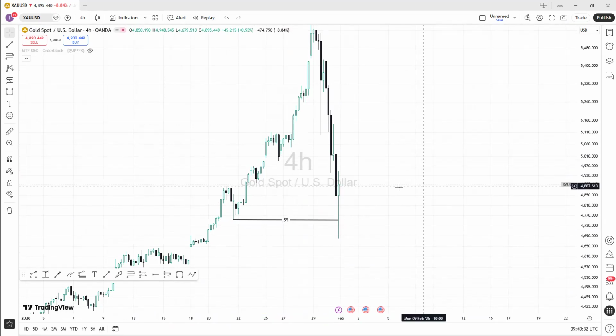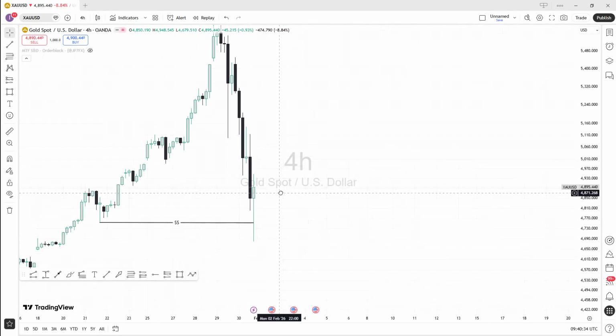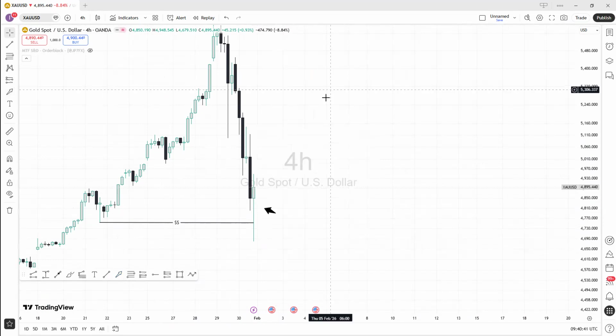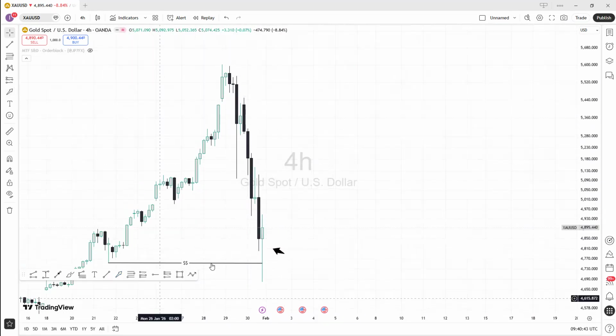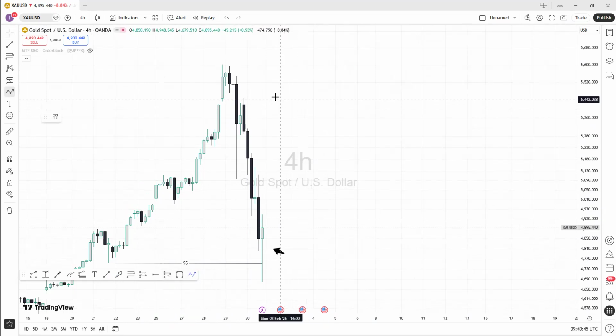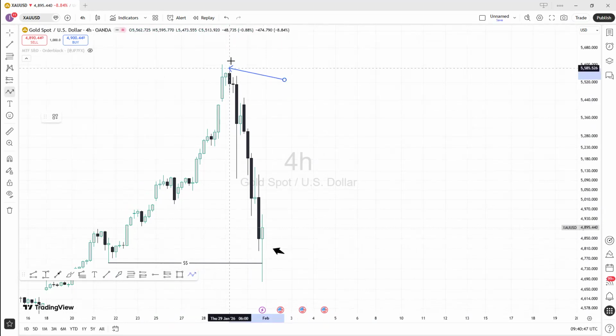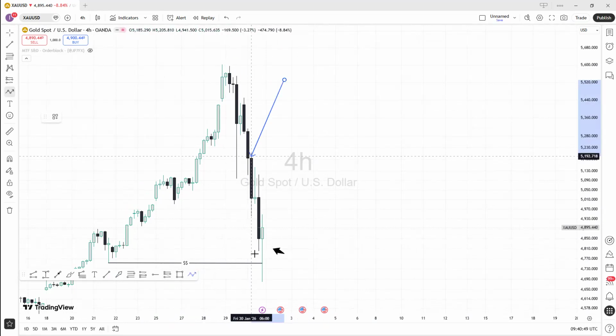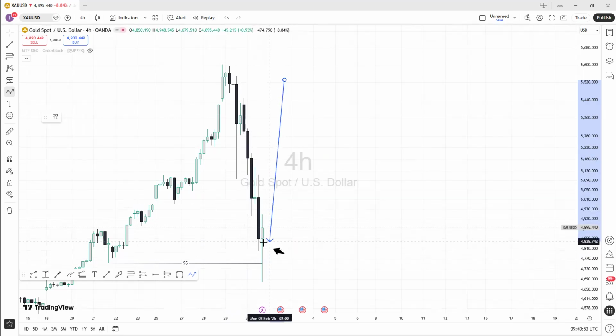Sell-side liquidity was swept. After that liquidity sweep, you can see the 4-hour closed with the manipulation candle. From here until here, there is no other manipulation candle. So this is a very good indication of a reversal pattern.